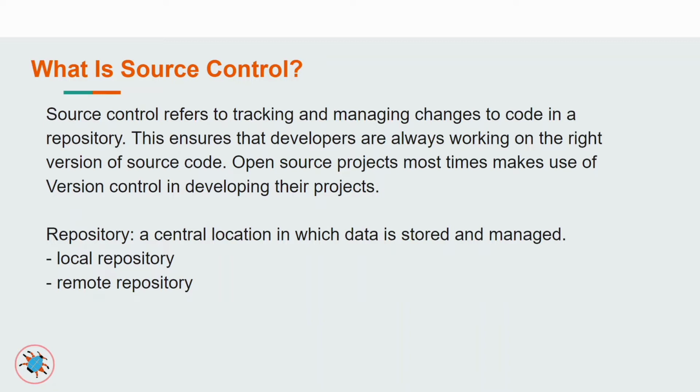It says open source projects most times make use of version control in developing their projects. So anytime you hear open source, what it simply means is that the source code, and by source code I mean the code written by a developer, is available. The code you write as a developer or programmer is referred to as source code, so don't let it throw you off. When the source code of a project is available to the general public, with no restriction on who can view it, such projects are referred to as open source projects.